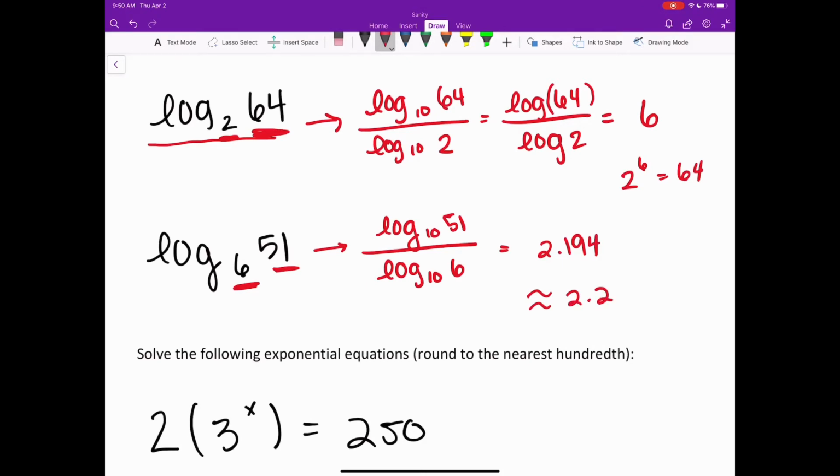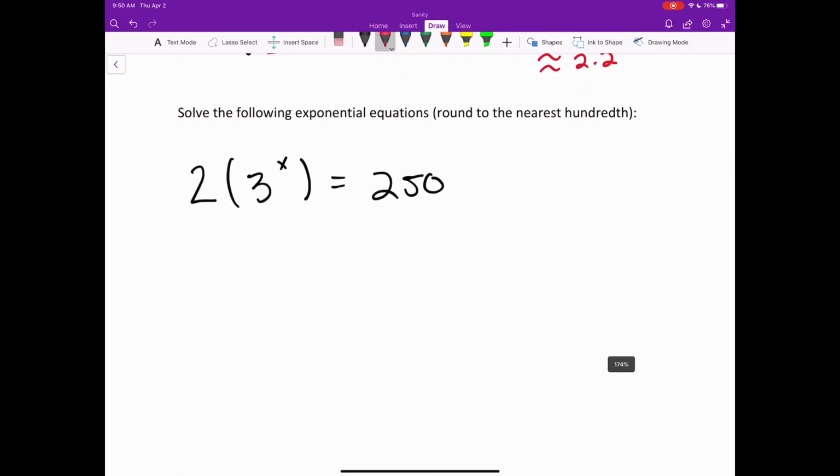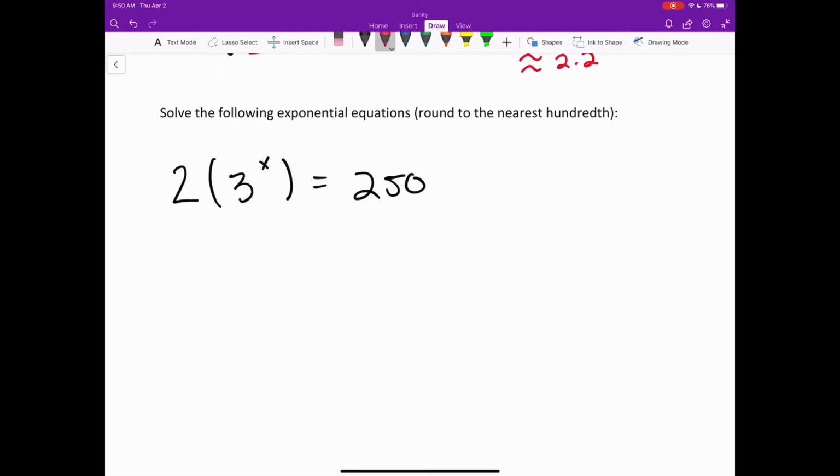Okay. Now we're going to look at solving some exponential equations. I do have some videos of this on my previous YouTube postings. I'll go through a couple. Again, these are going to be very similar to the ones that I'm going to ask you to do on your own. So first, I'm going to divide by 2 on both sides.